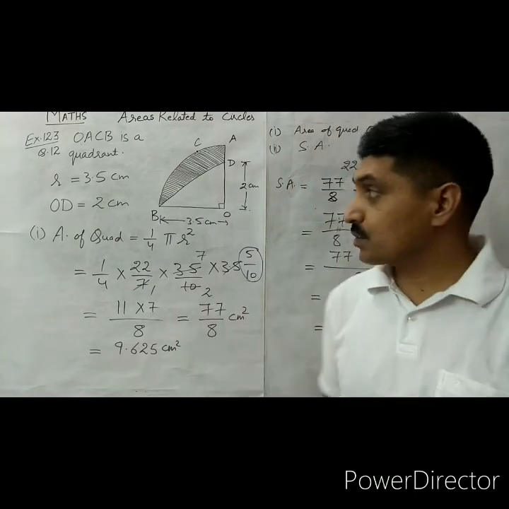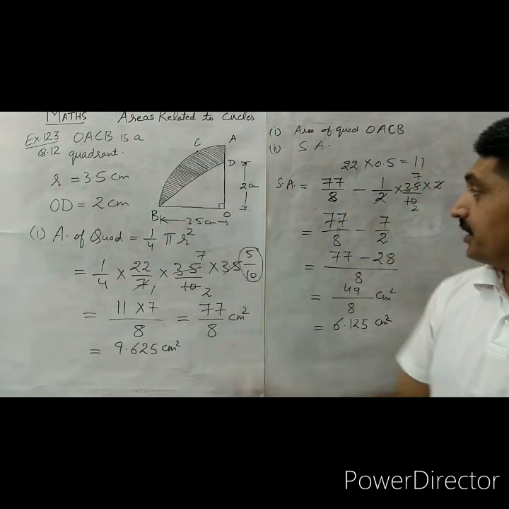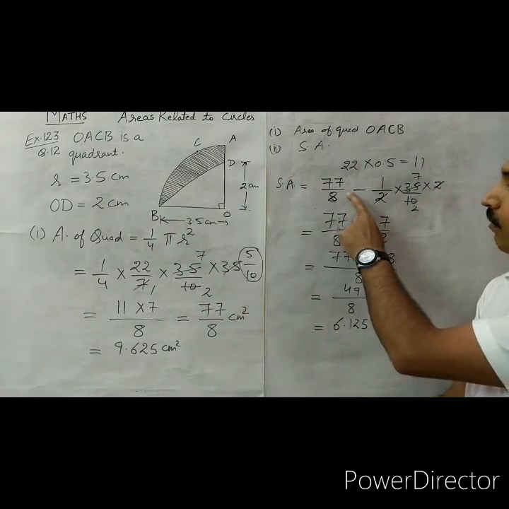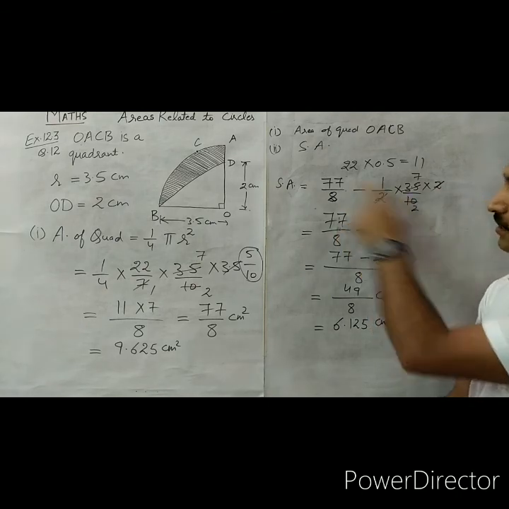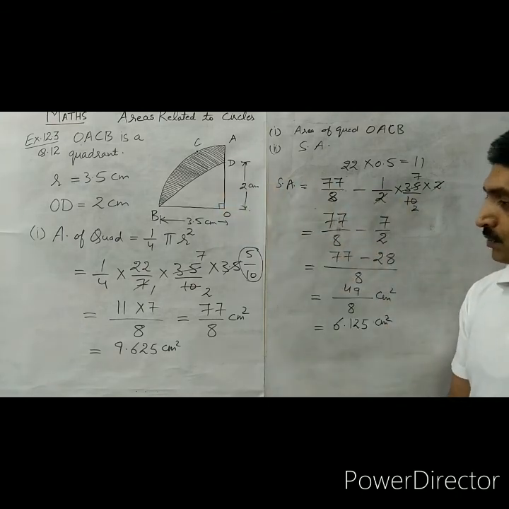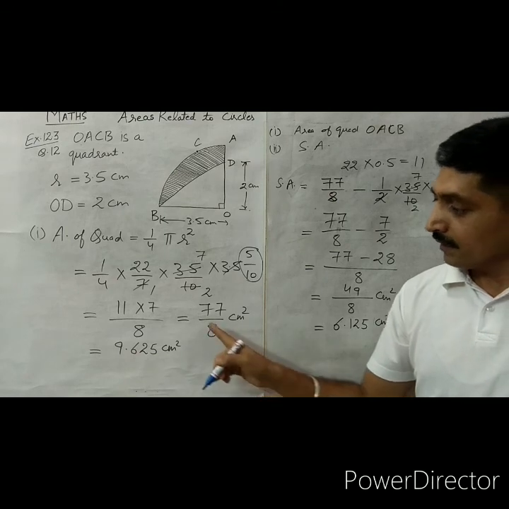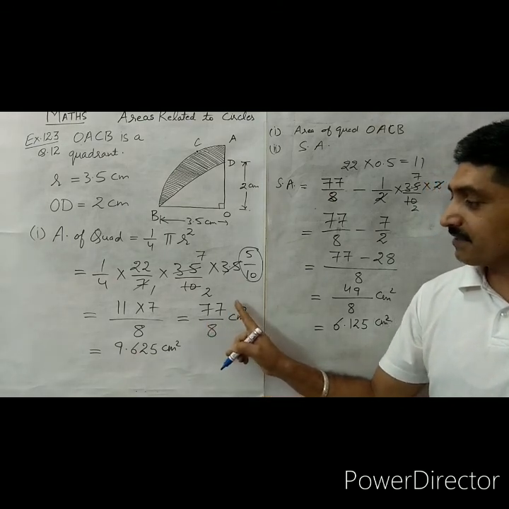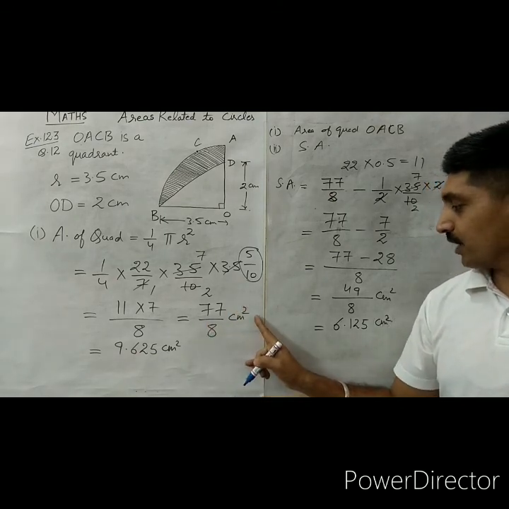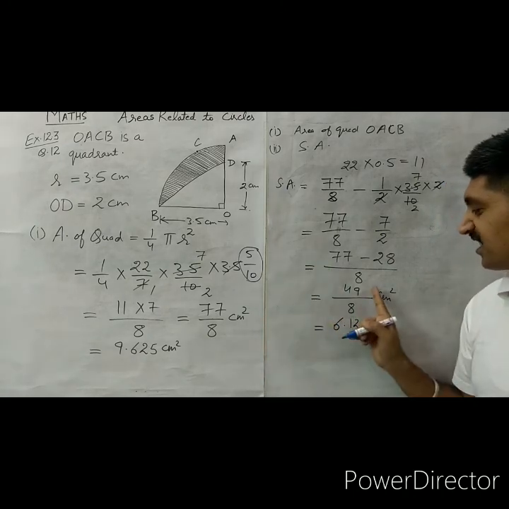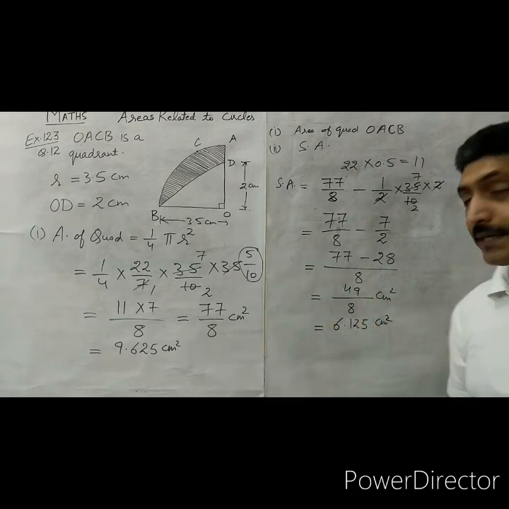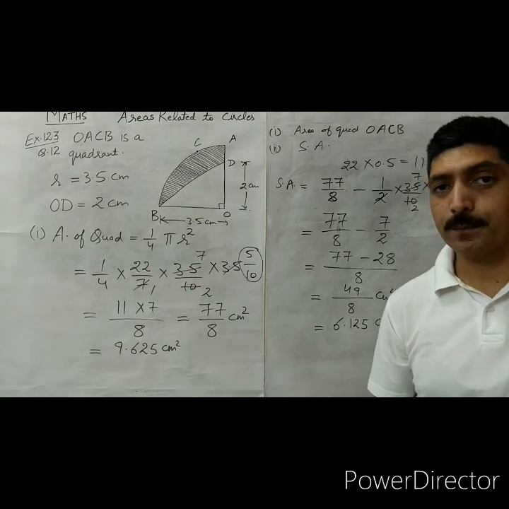So, dear students, second part, the shaded area is equal to the area of the quadrant minus the area of this right angle triangle. So, one more thing, here the answer is complete, 77 upon 8 centimeter square, and the shaded area here is 49 upon 8 centimeter square.